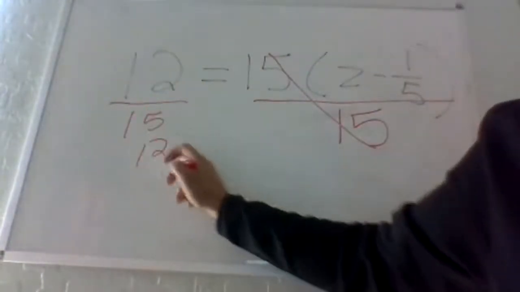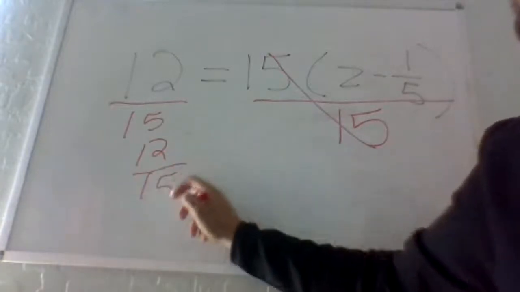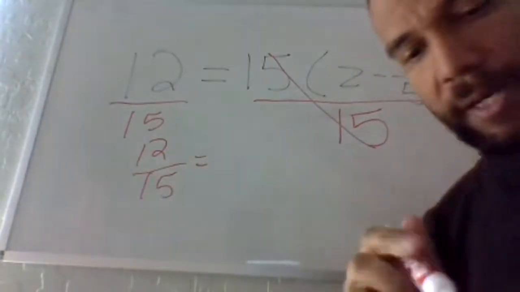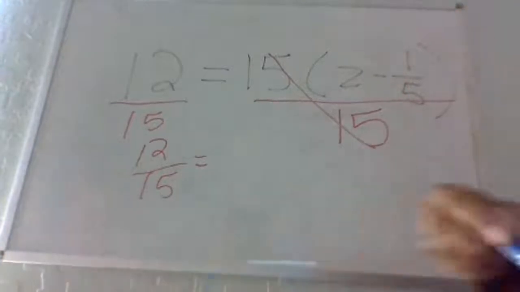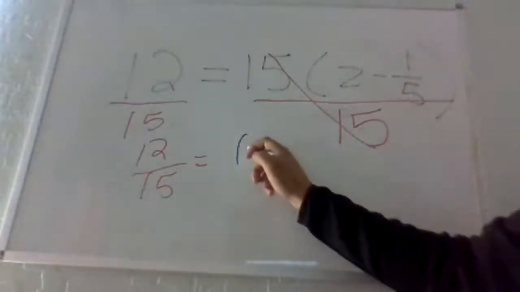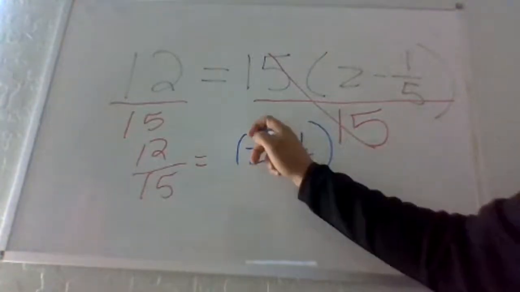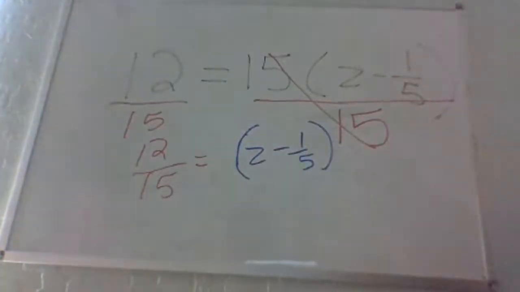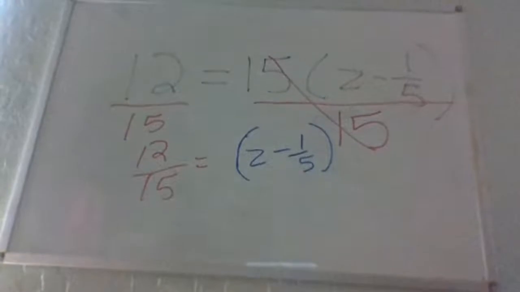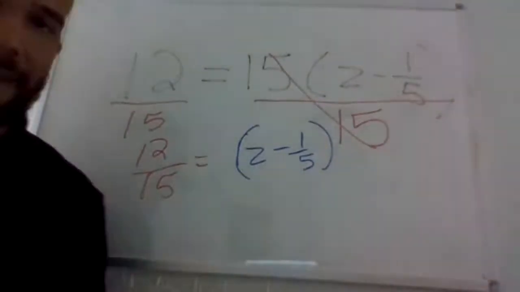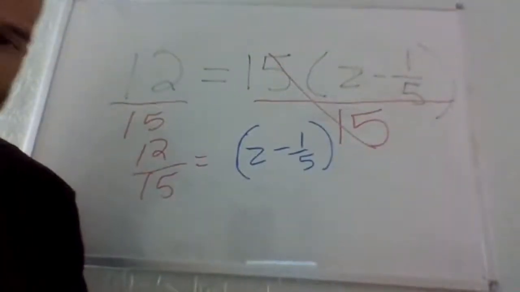So now I have 12 over 15 equals, I'm going to use a different color so it's still easy to see, z minus 1/5. So I'm getting closer to getting the z, that variable, by itself. So what's the next step going to be?